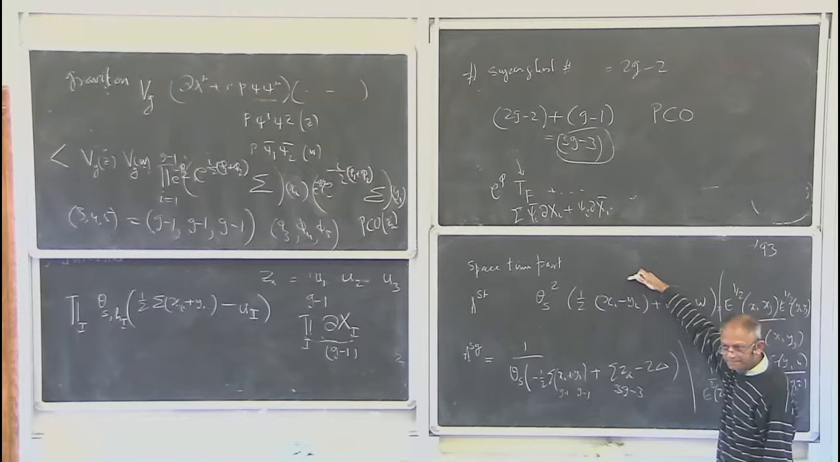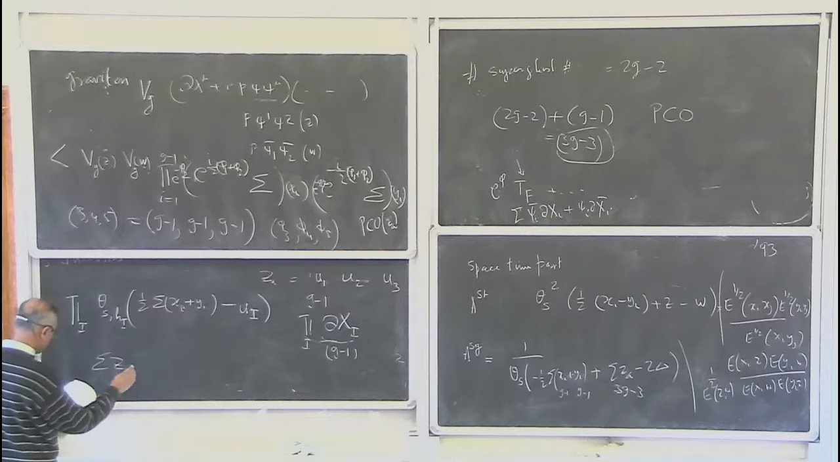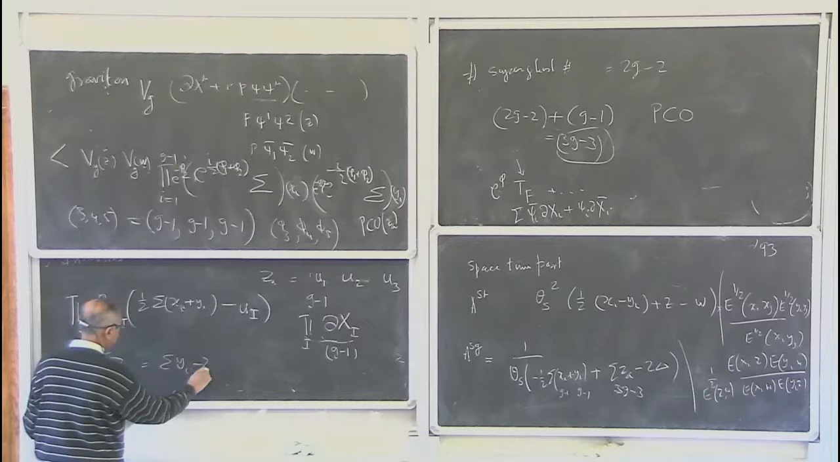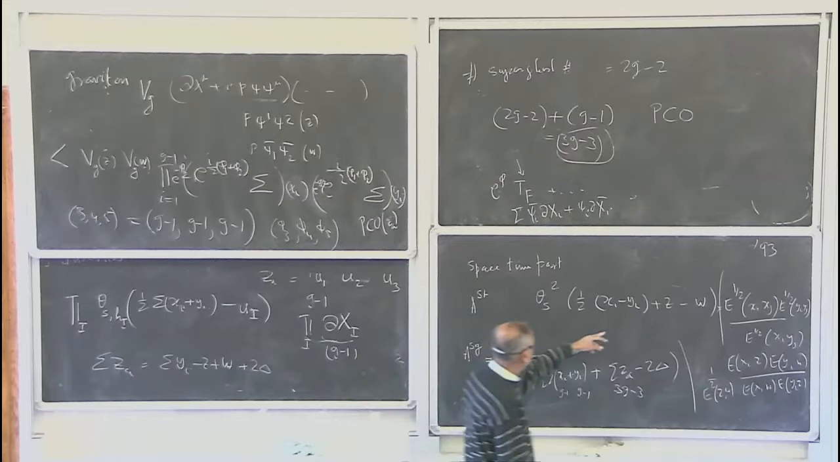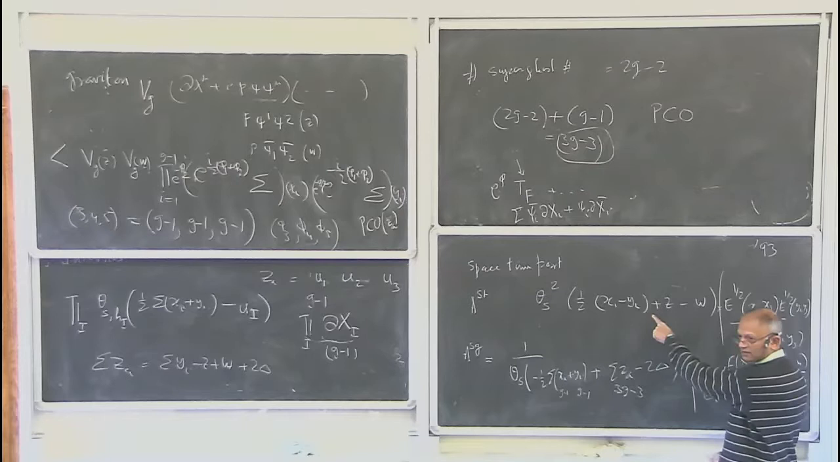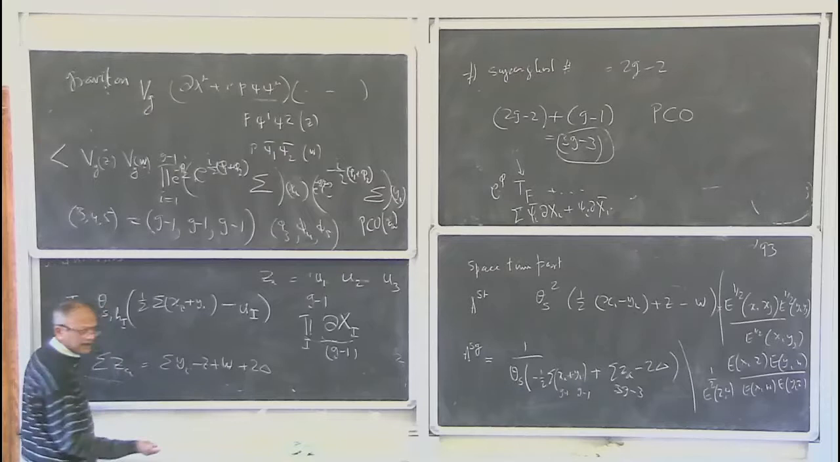So the choice here is sum over ZA equal to sum over YI minus Z plus W plus 2 delta. So as a result, what will happen is that it will cancel one of these. If you substitute that, it will cancel one of these guys. Is it always possible? It's always possible by basically the Jacobi inversion theorem, right?